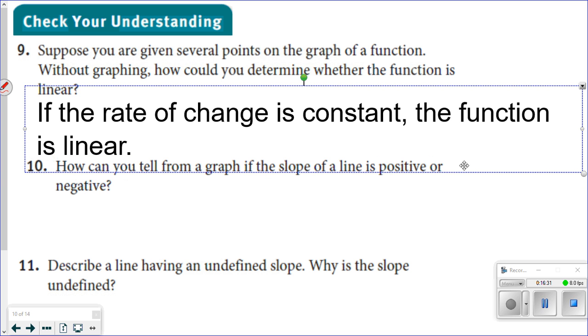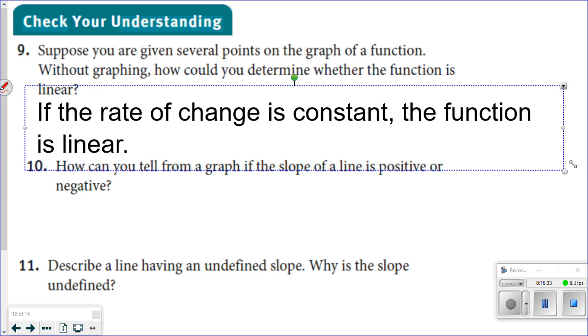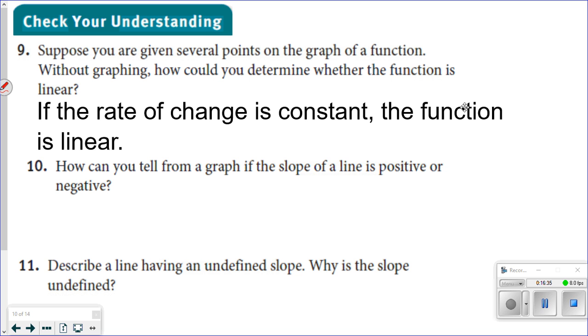How do we find the rate of change? Remember, we can use our slope formula. We can find the change in y divided by the change in x. If my rate of change is different, then the function is not linear. In your own words, I want you to answer questions 10 and 11. You can do it.